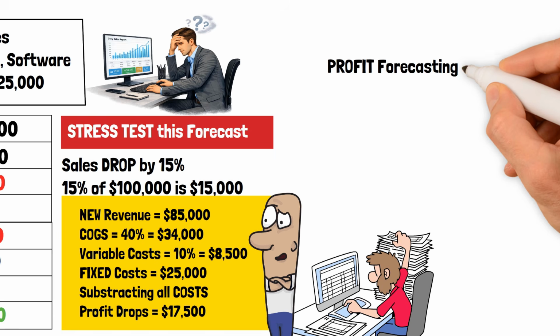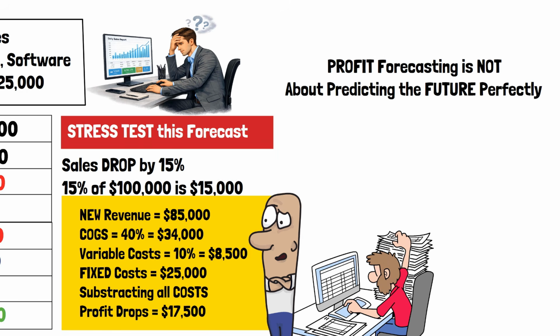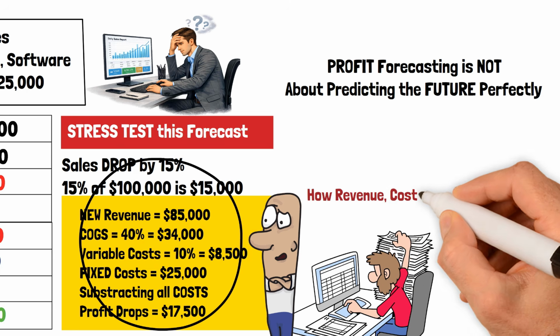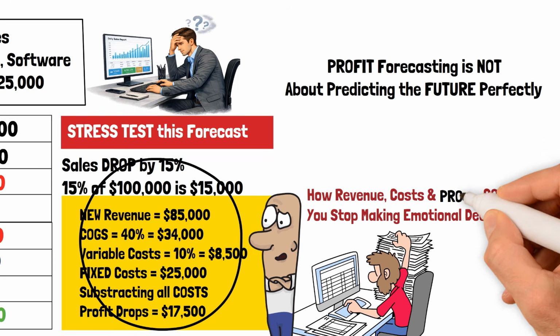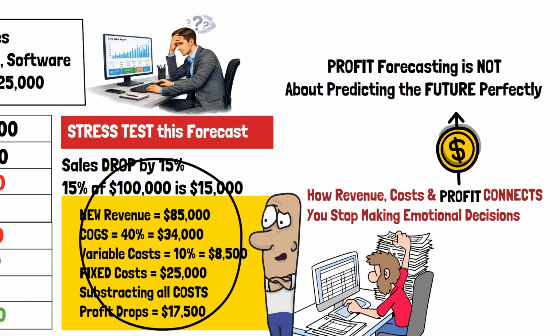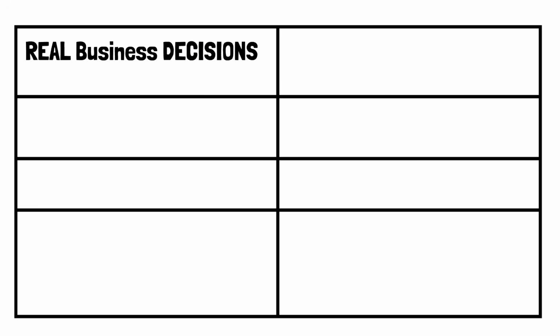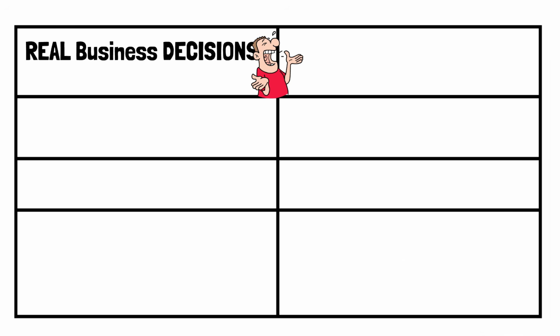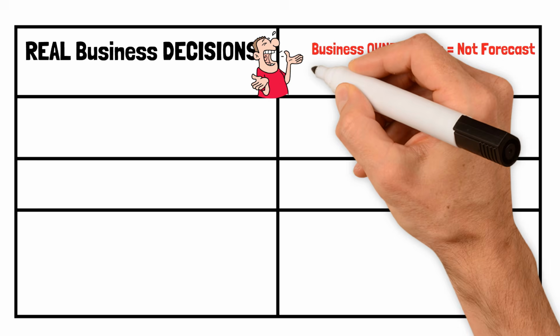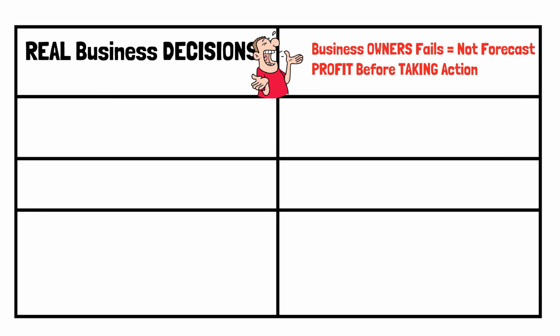Profit forecasting is not about predicting the future perfectly. It is about understanding how your business reacts to change. Once you see how revenue, costs, and profit connect, you stop making emotional decisions and start making financial ones. Now let us go one step deeper and see how profit forecasting helps in real business decisions. Many business owners make mistakes, not because sales are low, but because they do not forecast profit before taking action.